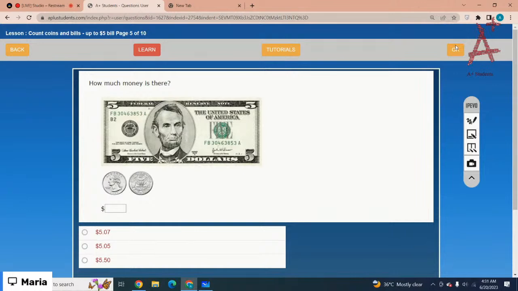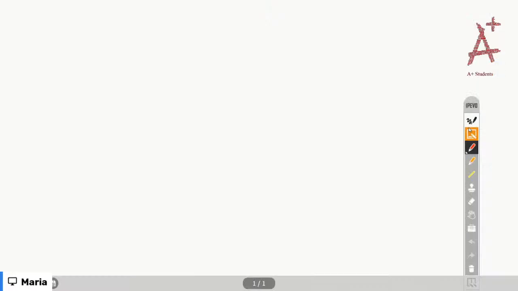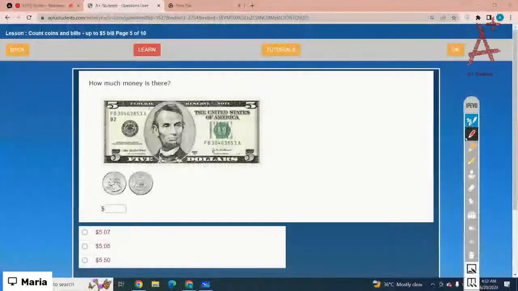Okay, how much money is there? You have a bill. Bill is for $5. Then you have to look at the coin. You have the quarters. You can count the quarters by 25. Got it? You have two quarters, you can count them by 25, it is 25 and 25, so it would be 5.50. Got it? So the correct option is 5.50.